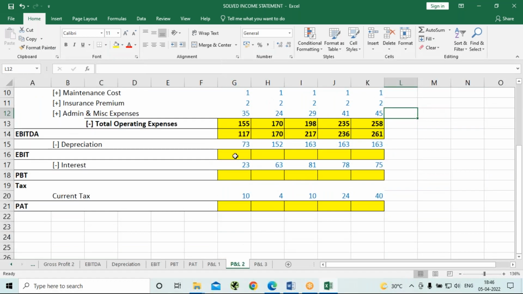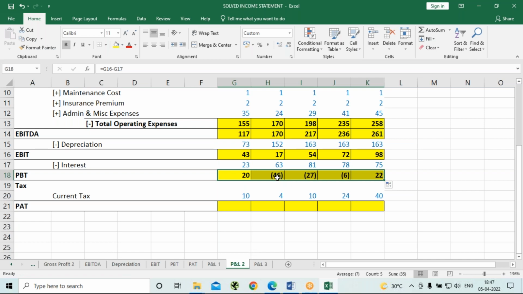So let's see the calculation. EBIT equals EBITDA minus depreciation value. Again Ctrl R or drag and drop. Then the EBT equals EBIT minus interest amount. Drag it.